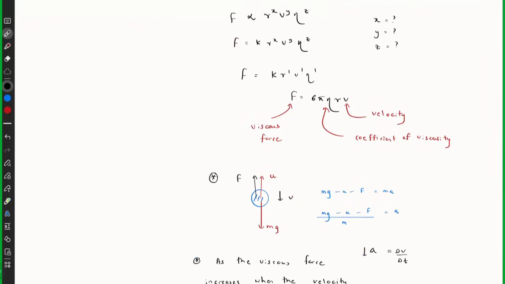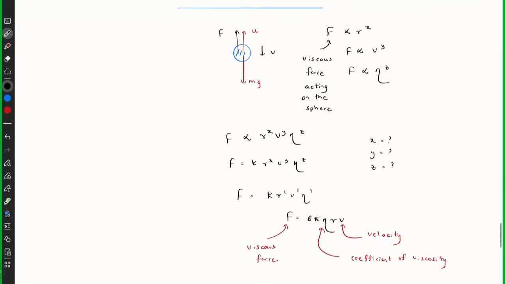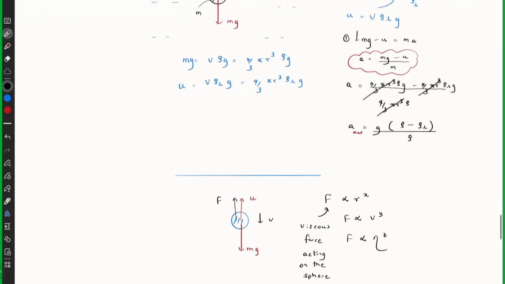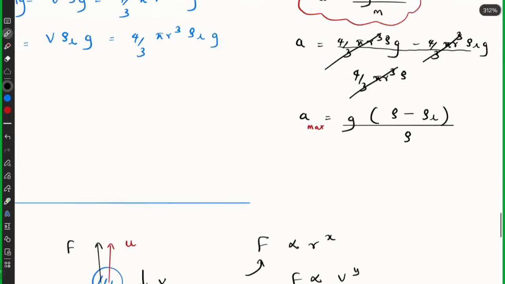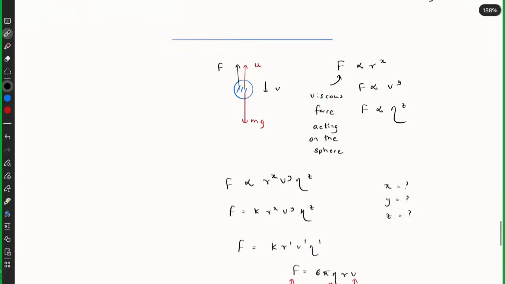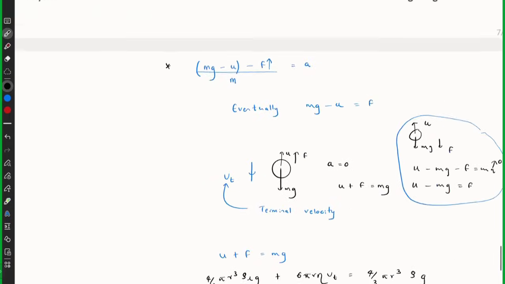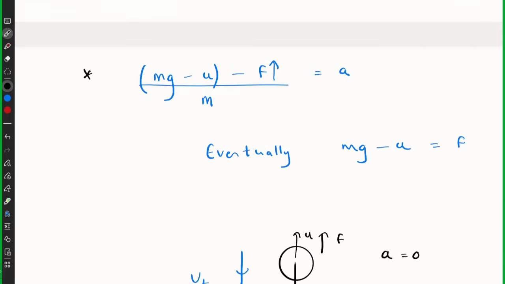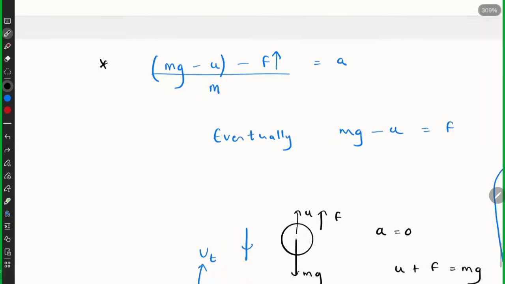But in a non-linear pattern, because you can't see any linearity in that equation, right? See, what's that equation? mg minus U minus F over m equals acceleration. So when the viscous force increases, acceleration decreases, right? So there's no linear fashion in which it decreases. So what can we say then?